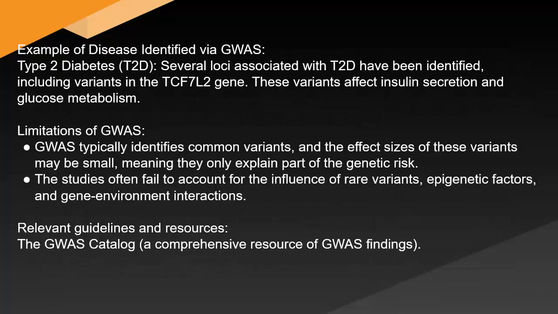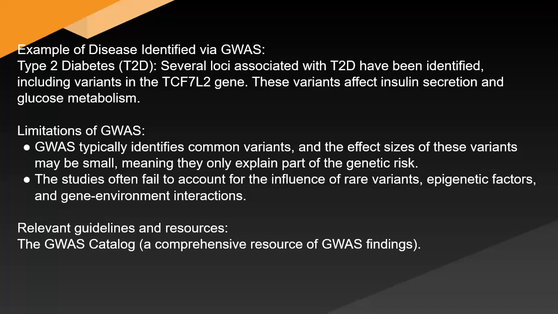Example of disease identified via GWAS. Type 2 diabetes (T2D): several loci associated with T2D have been identified, including variants in the TCF7L2 gene. These variants affect insulin secretion and glucose metabolism.